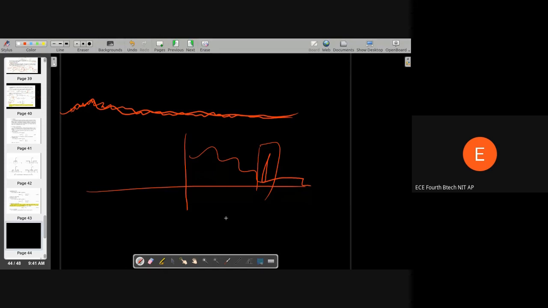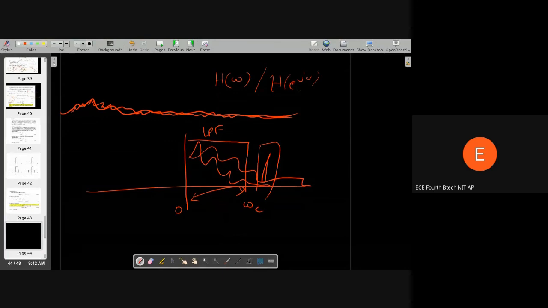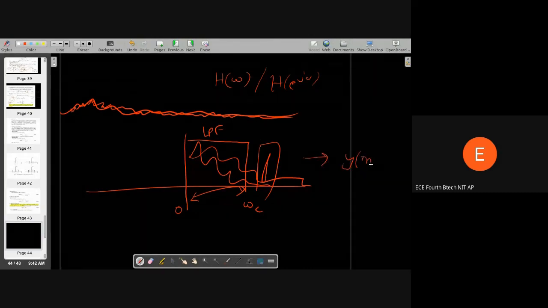So there are many ways to remove it. If, for example, your signal is completely concentrated here, then you can use something called a low pass filter. From 0 to a certain cutoff frequency, you will design a system, h of omega or h of e to the power j omega, continuous or discrete time, it does not matter, it's the same concept. You pass it through an LPF, low pass filter, and in the output, this noise will not be there.